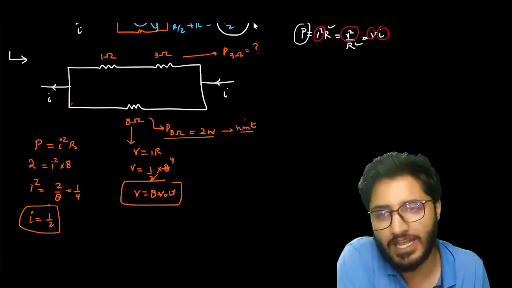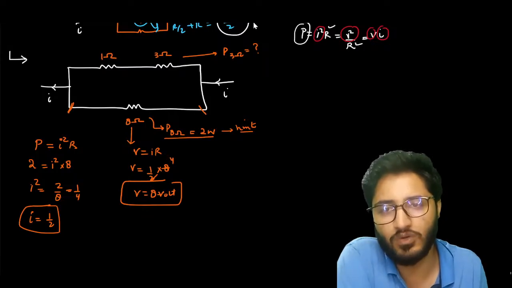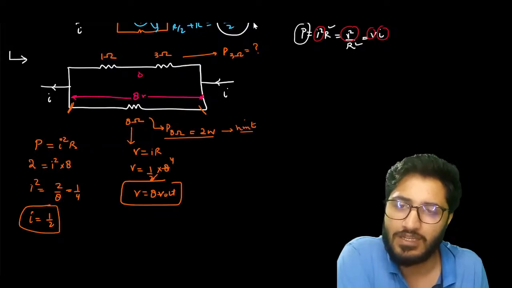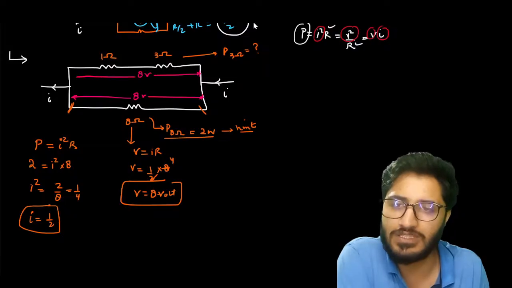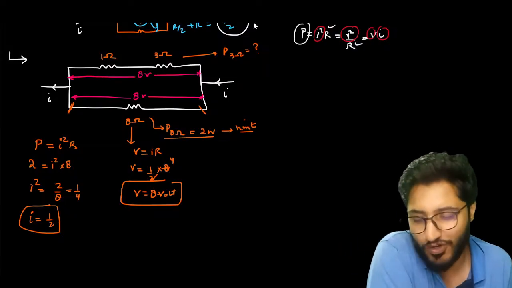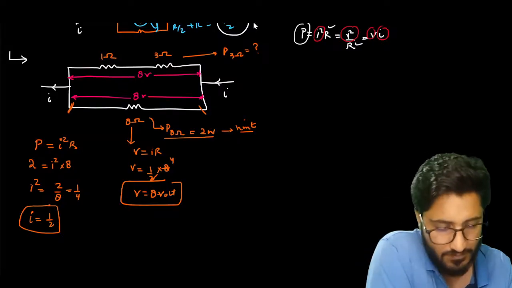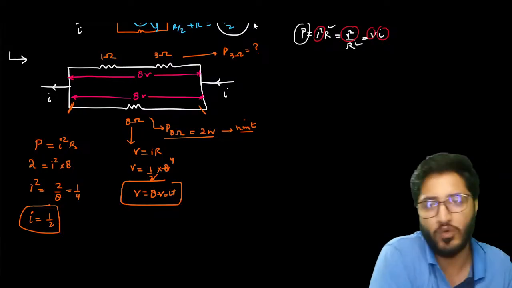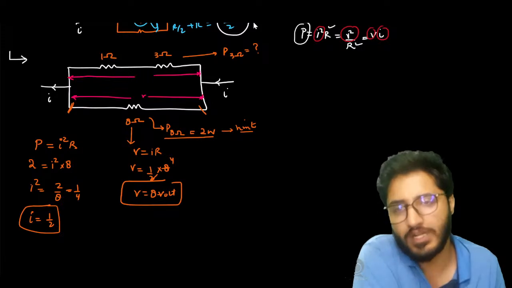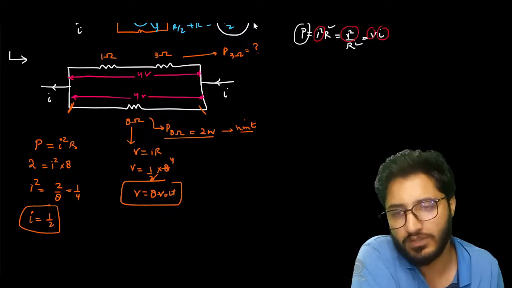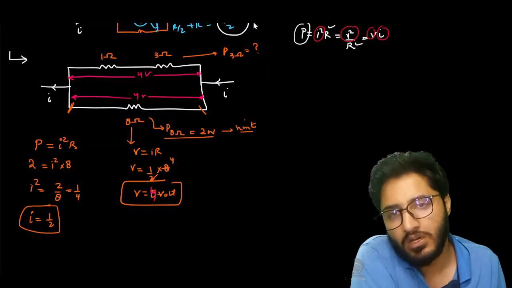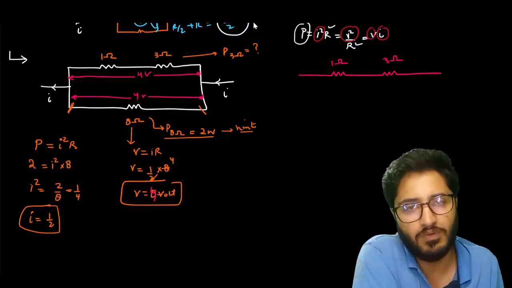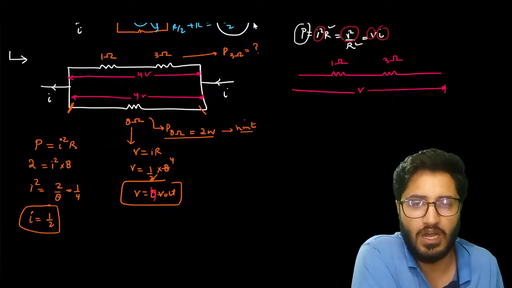So potential difference across these two is 8 volt. And the same will be across this one. Why? Because in parallel, same potential drop, 8 volt and 8 volt. Sorry, it is 4 volt. 4 volt and 4 volt. Now, we have these resistors 1 ohm, 3 ohm. And V is given as 4 volt.